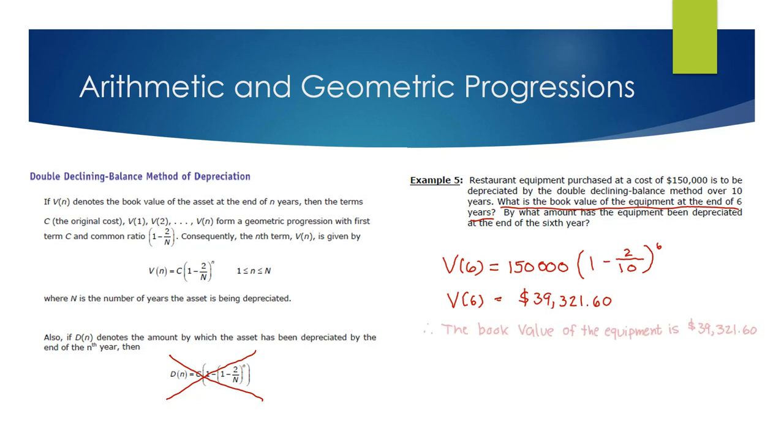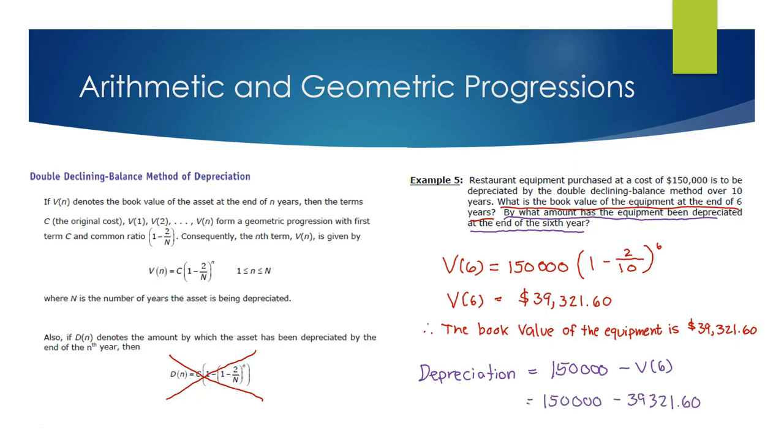The second question is asking by what amount has the equipment been depreciated at the end of the 6th year. Now again, they give you that formula that I crossed out over there, but I really don't need it because the depreciation is just going to be 150,000 minus V of 6. So if I do 150,000 minus $39,321.60, I end up with $110,678.40. So that means the equipment depreciated by $110,678.40 at the end of the 6th year.